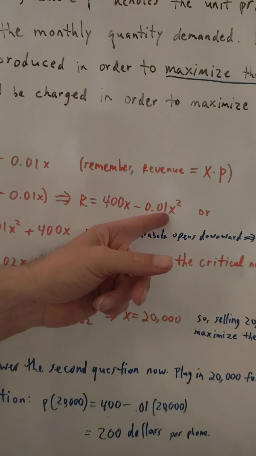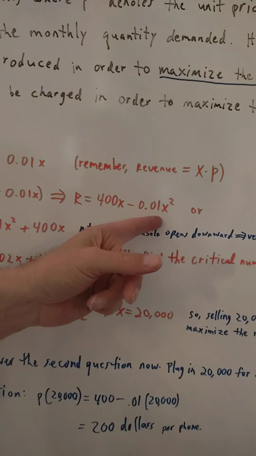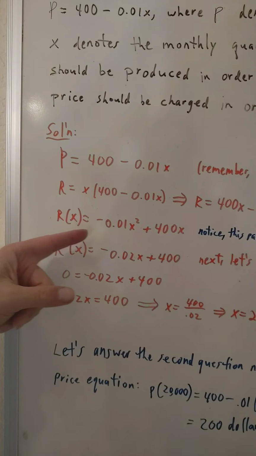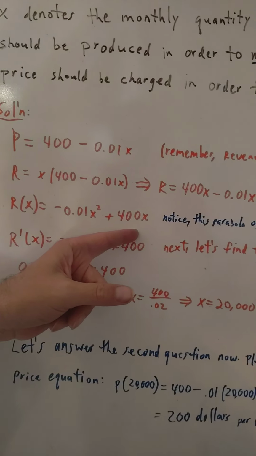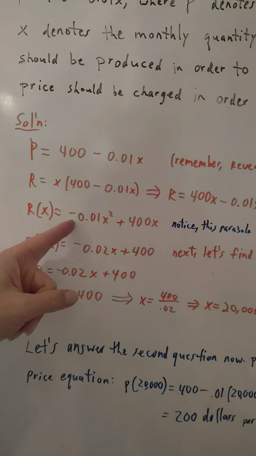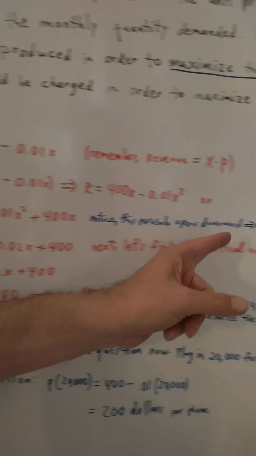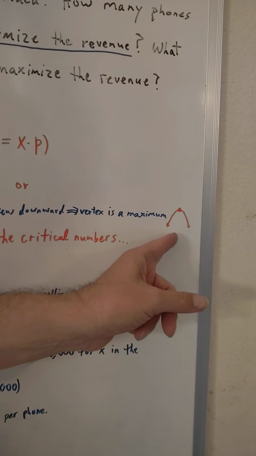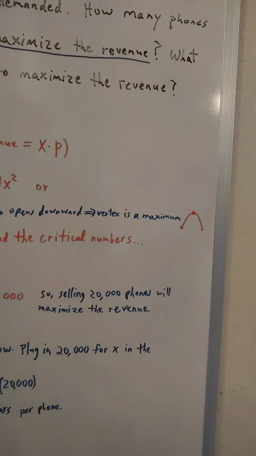Notice this is a quadratic, which implies all parabolas have a vertex. I can write this in more fancy function notation as R of x equals, and I just switched the terms around so it's in standard form. Notice this parabola opens downward because a is negative. Remember, a is the coefficient of the x squared term. So that implies the vertex is a maximum, which is an upside-down parabola, and isn't that vertex the highest point on the parabola?